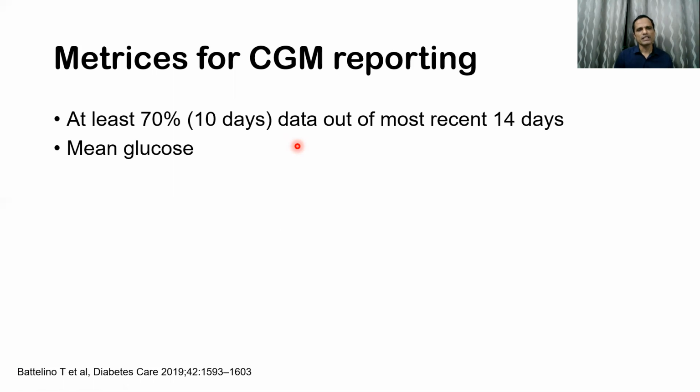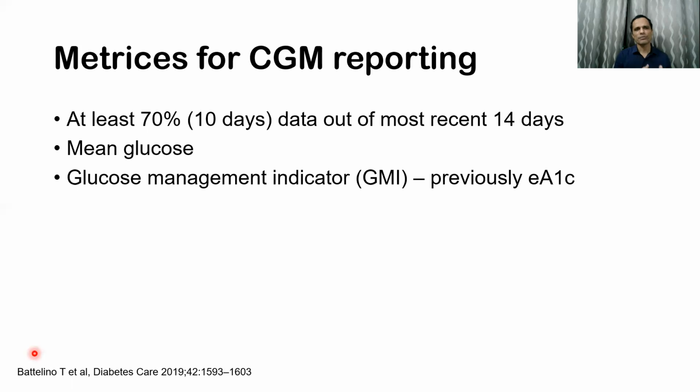The important parameters that should be available, or the important metrics that should be reported in a CGM, include mean glucose value and the value that is derived from mean glucose, that is glucose management indicator, GMI. It was previously also known as estimated A1C, but this term did cause some confusion with the laboratory HbA1c, and often people mistook that this can be an equivalent of laboratory A1C, and therefore it has been replaced with the new term GMI.